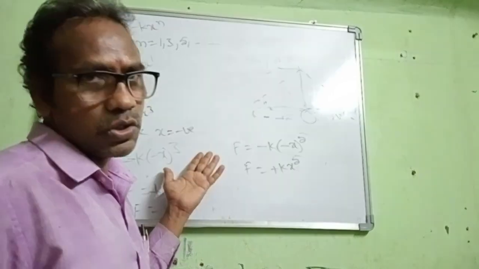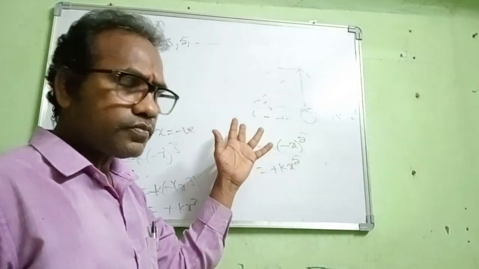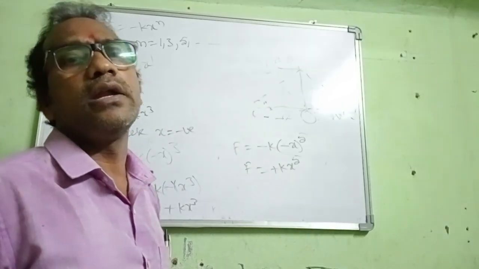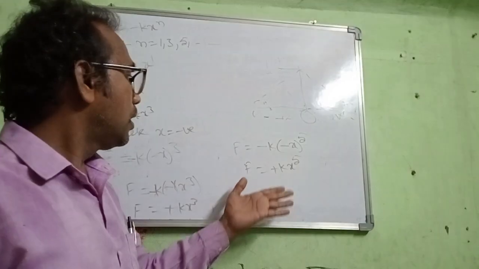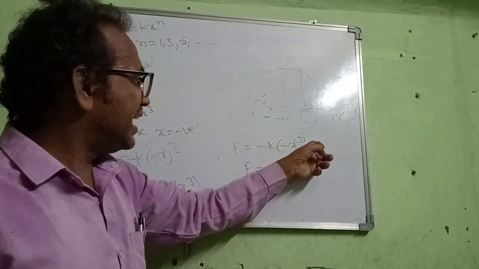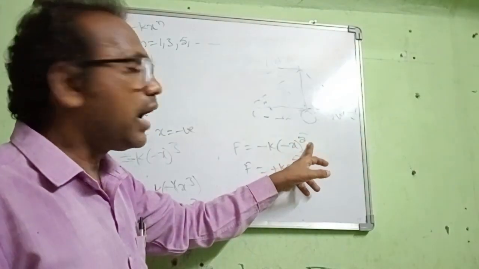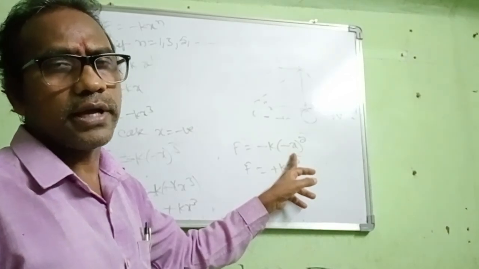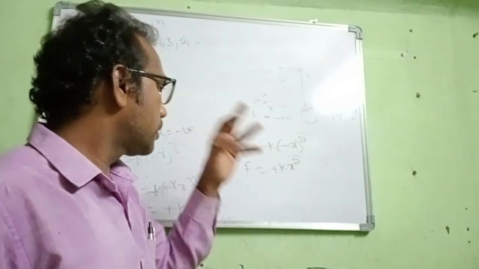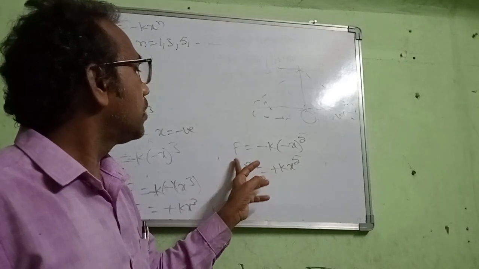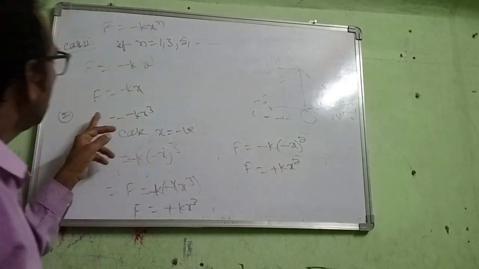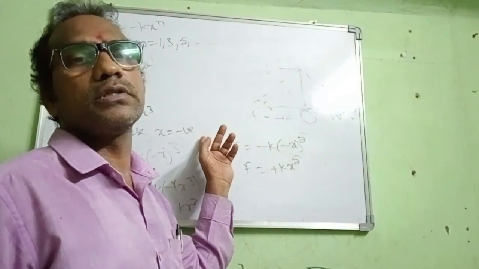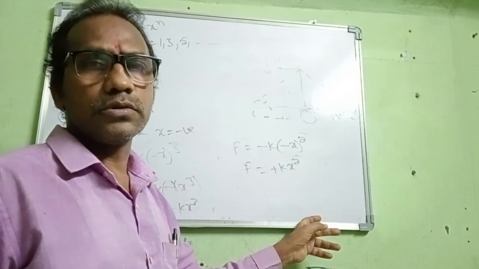It may be positive or negative. In case of even integers, F is always negative, means the force is along the negative x-axis. In case n is an odd integer, x may be negative or positive. If you consider x value negative or positive, then automatically F is sometimes negative, sometimes positive. Means restoring force is sometimes positive, sometimes negative.